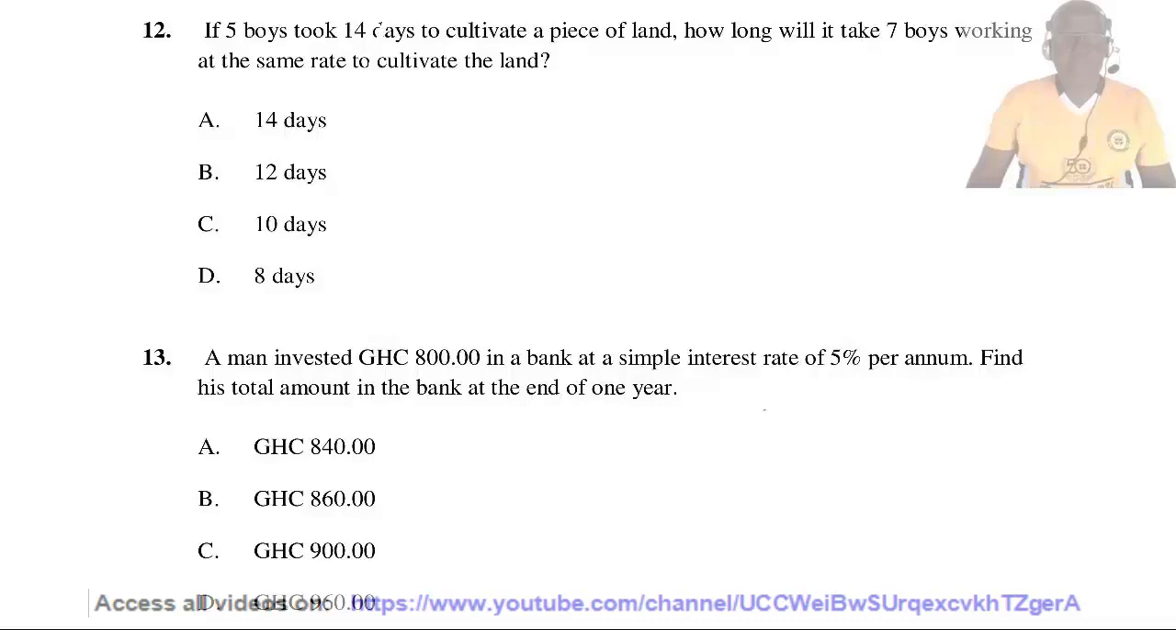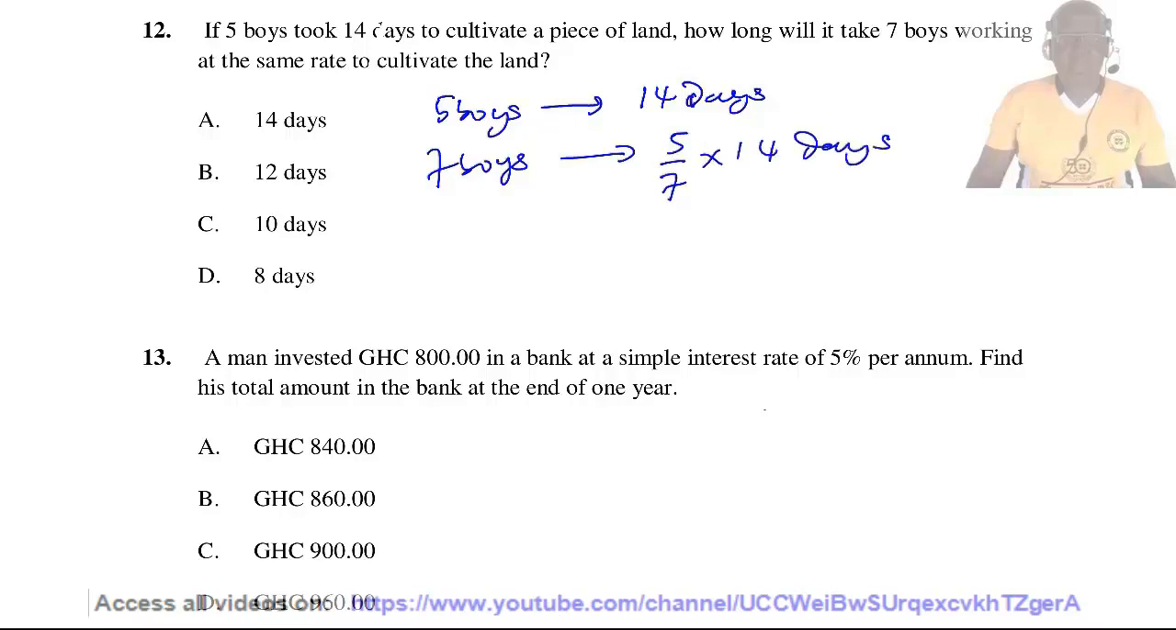Question 12. If 5 boys took 14 days to cultivate a piece of land, how long will it take 7 boys working at the same rate to cultivate the land? 5 boys took 14 days. Therefore, 7 boys will take less days, if less. So 5 over 7 times 14 days. 7 goes here 1, 7 goes here 2, and the answer equals 10 days. So the answer is C.